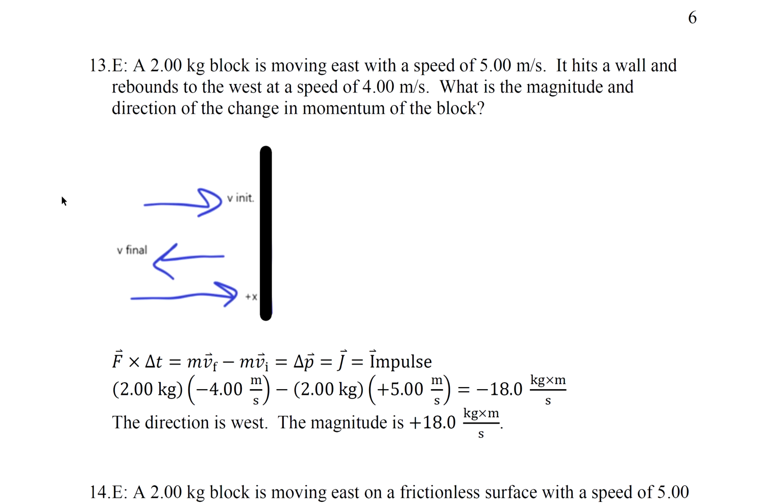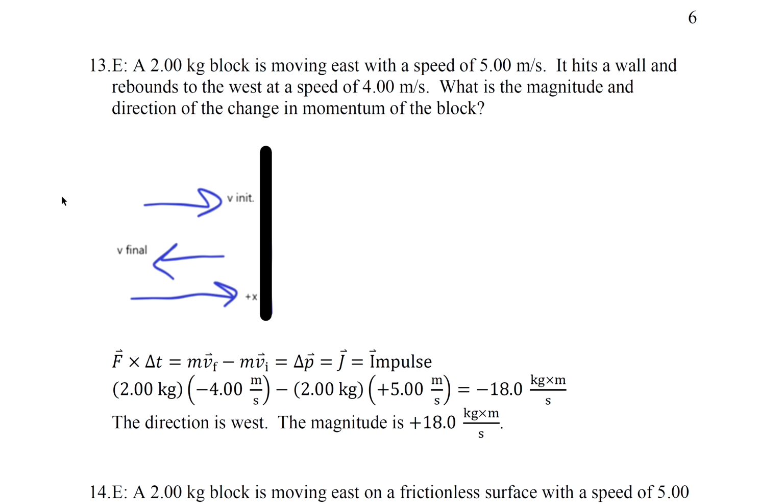Question 13. A 2-kilogram block is moving east with a speed of 5 and hits a wall and rebounds to the west at a speed of 4. What is the magnitude and direction of the change in momentum of the block? First thing you should do is draw an image. Always draw an image. I chose positive x to go to the right. I could have chosen positive x to go to the left, but I just chose the right. So if you want, do this problem again, but make positive x go to the left.